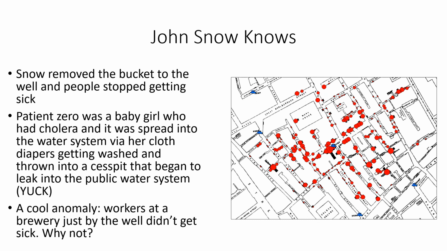Snow ended up removing the bucket and the little crank over on the side of the well so that people would stop using the well. And what he noticed is that people stopped getting sick. He eventually found out that near this well, patient 0 was a little girl who was still in diapers. She had gotten cholera while visiting people outside of this area.